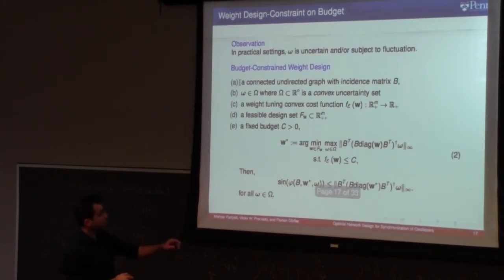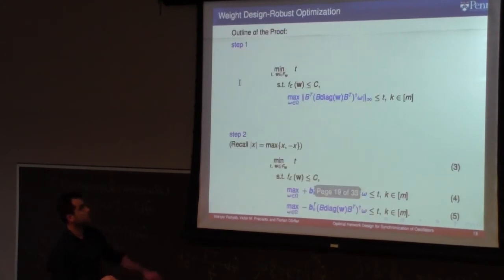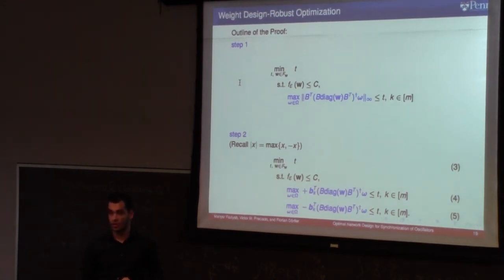Okay, so the first step is that I want to solve this problem. So first I introduce a slack T. So I minimize T subject to the max being less than or equal to T, as you can see here. So I minimize T subject to this budget constraint and this max being less than or equal to T, right? So my constraint involves an optimization problem itself. The main optimization problem is with respect to the weights, but the constraint is an optimization problem with respect to omega. How can I handle this problem?